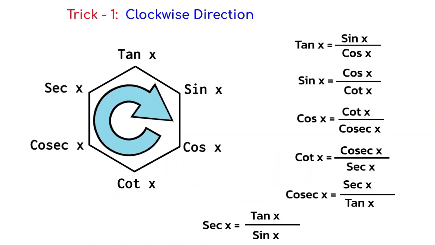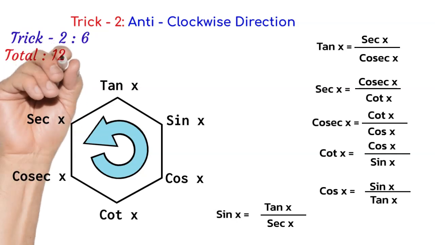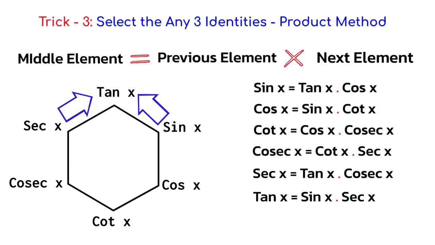From trick 1, that is clockwise direction, we got these equations, and total number of equations is 6. From trick 2, anti-clockwise direction, we got these equations, and total number of equations is 12. From trick 3, that is product method, we got these equations, and total number of equations we derived is 18.